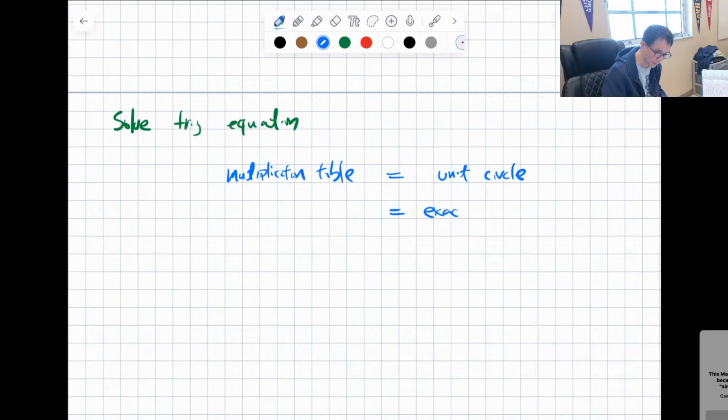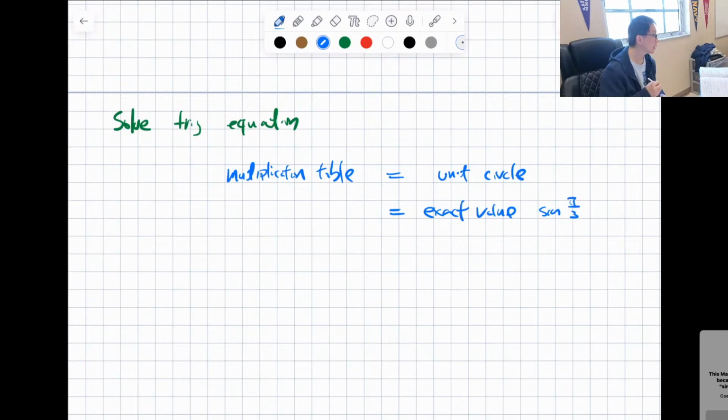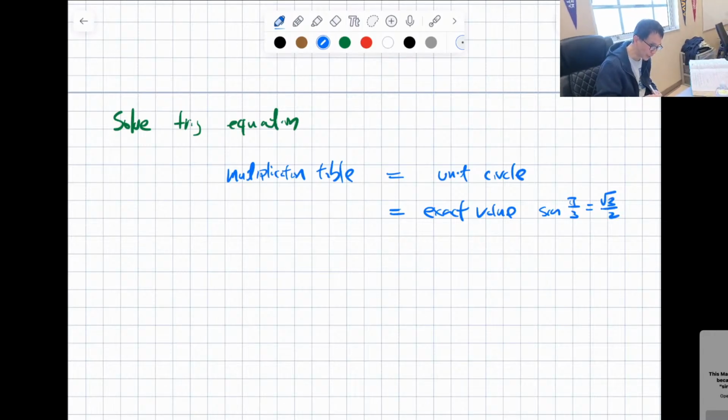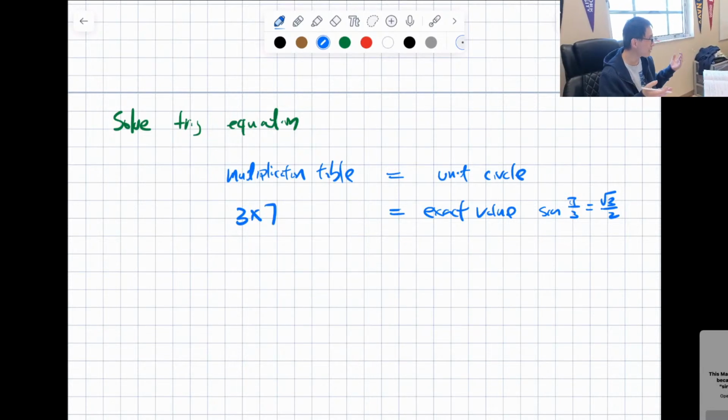Exact value is like asking what is sine of pi over 3? So Nali, what's sine of pi over 3? What? Are you sure? Okay. You're right. I was trying to trick you. So this is the same thing as 3 times 7. You don't want to have to go back and look at the unit circle and figure out what is 3 times 1, 3 times 2, 3 times 3. You know it's 3 times 7.